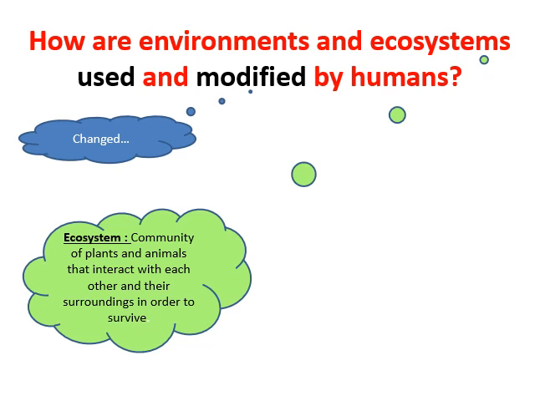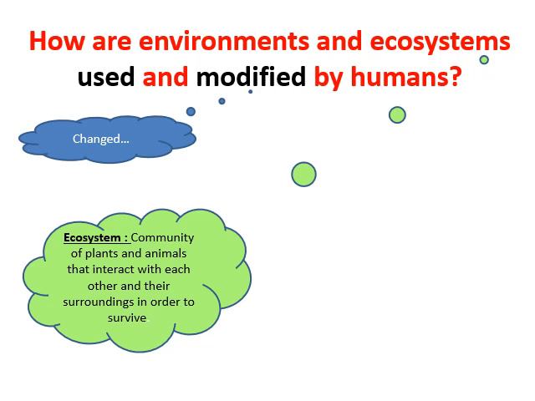Hello, Year 11. So this is the second resource reliance lesson, and the title today is How are environments and ecosystems used and modified by humans? So what's an ecosystem? If you remember, we talked about this before. An ecosystem is defined as a community of plants and animals that interact with each other and their surroundings in order to survive.